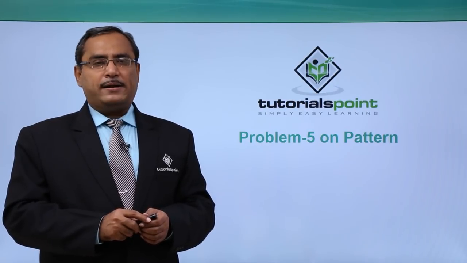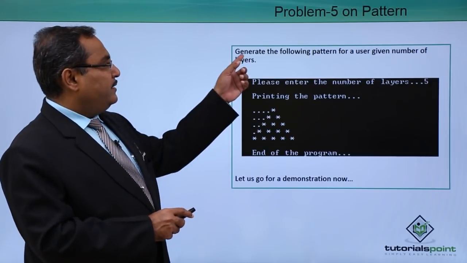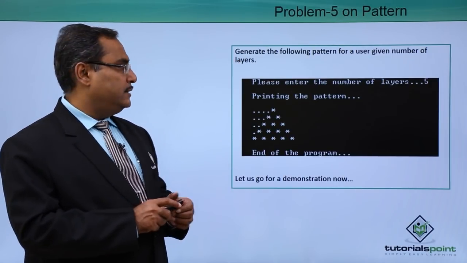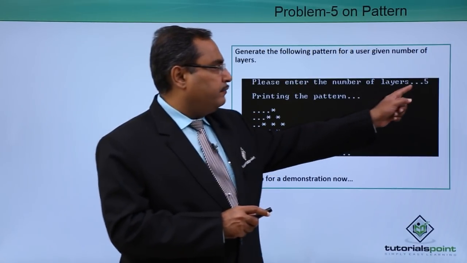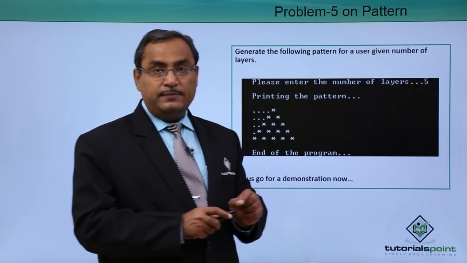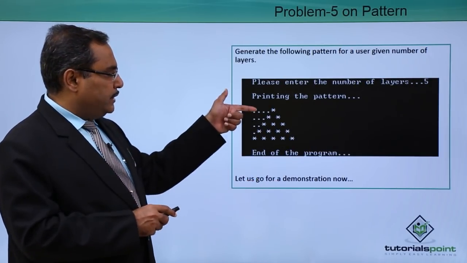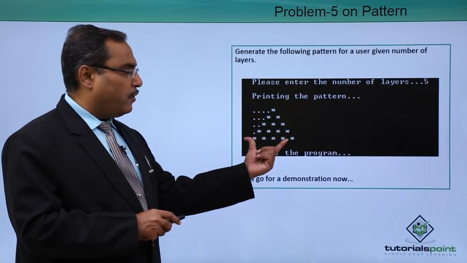Let us solve another pattern generation problem. So here is the problem for us. Generate the following pattern for a user given number of layers. This is the pattern going to be formed when the value of n is equal to 5, where 5 denotes the number of layers of this pattern. Here you see we are having 1, 2, 3, 4, 5 layers, and the pattern has to be formed in this way.